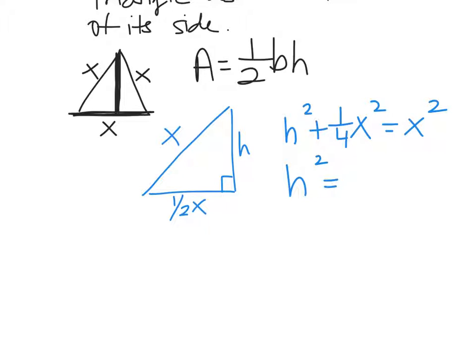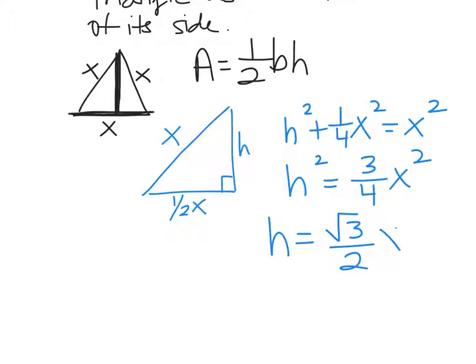So what's 1x squared minus 1/4 x squared? 3/4 x squared, good. And then you're supposed to take the plus and minus, but we're talking about height here, so height's going to be positive. We'll take the square root of this side, and we get rad 3 over 2 x. Did you follow that? I just pretty much took the square root of everything separately. Okay, so that's the height.